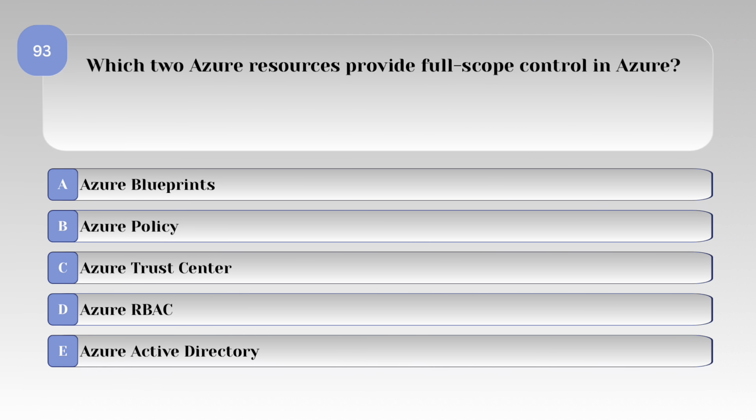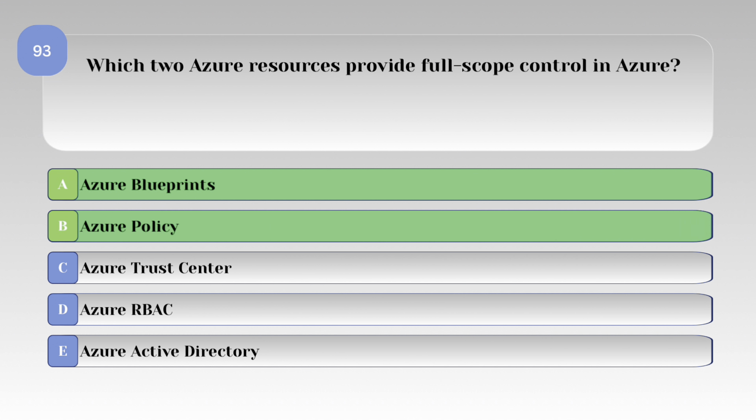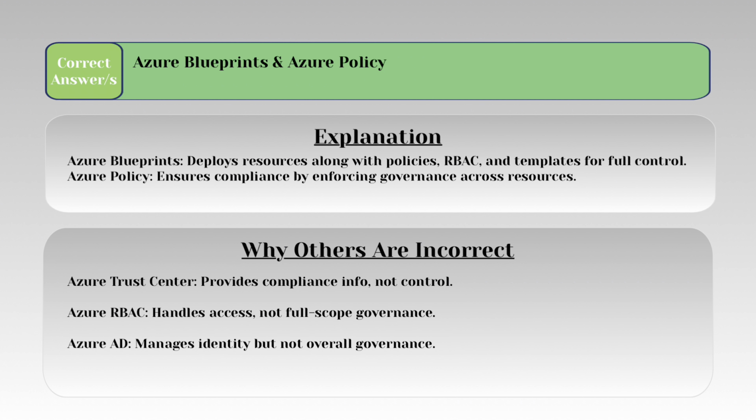Which two Azure resources provide full scope control in Azure? Correct answer, Azure Blueprints and Azure Policy. Explanation: Azure Blueprints deploys resources along with policies, RBAC, and templates for full control. Azure Policy ensures compliance by enforcing governance across resources.